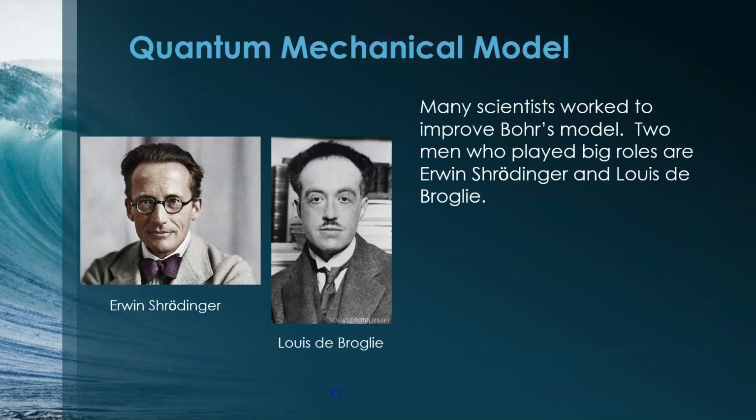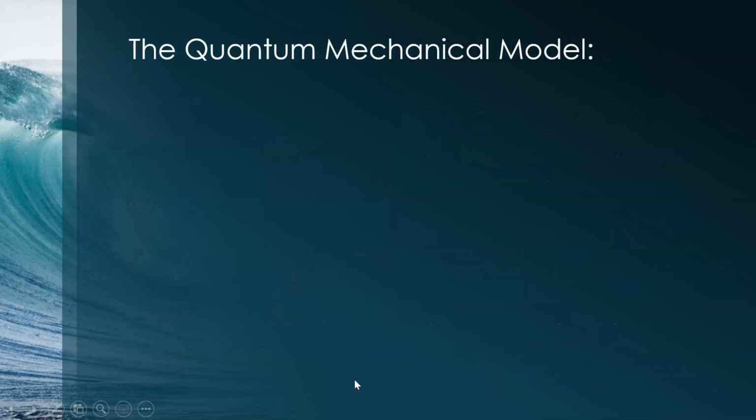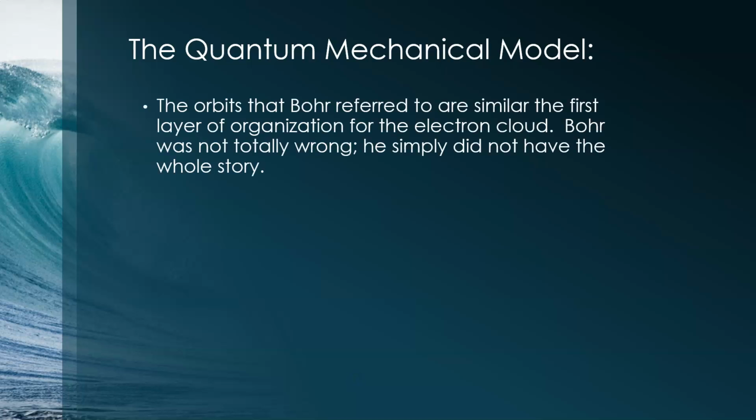So the quantum model really comes about by two gentlemen, Schrödinger and de Broglie, who, along with a lot of other scientists, spent some time looking at Bohr's ideas and other information that they got from various instrumentation and measuring and so forth. And they came up with what we now call the quantum mechanical model. But again, remember, it has many different names. So let's take a look at the quantum model in a little bit more detail.